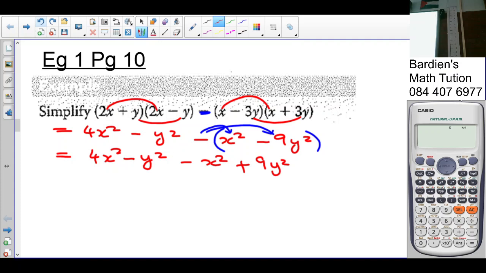So what do I do now? Look for like terms. Where are the like terms? 4x squared, negative x squared, negative y squared and 9y squared. So what's 4x squared minus x squared? 3x squared. Negative y squared plus 9y squared, what's that? 8y squared. Any confusion, people? You all understand?